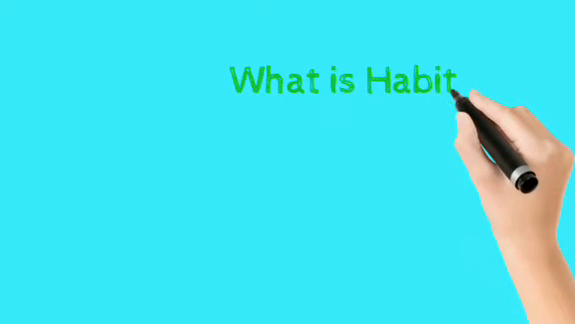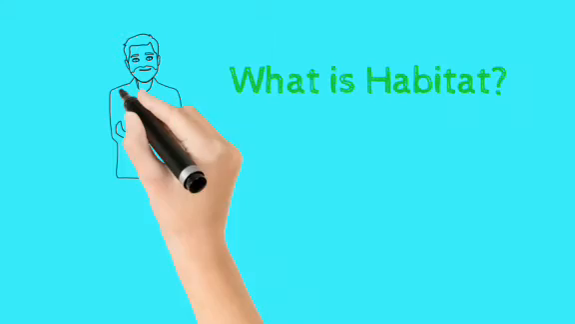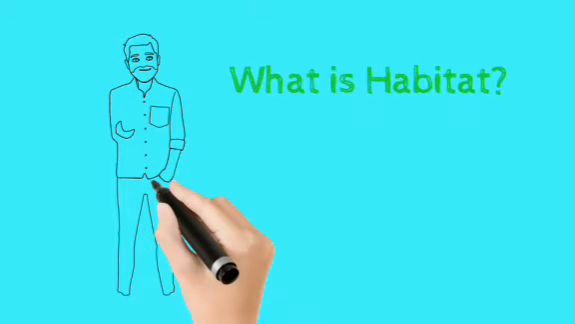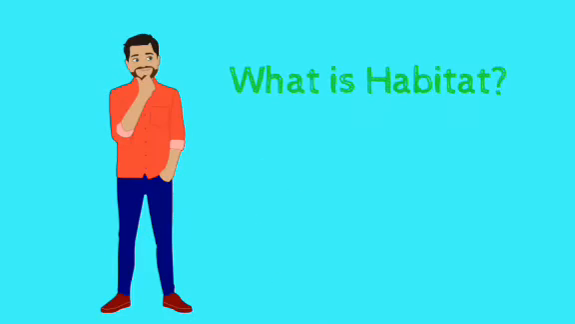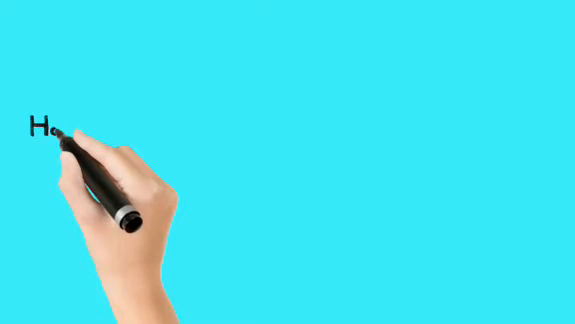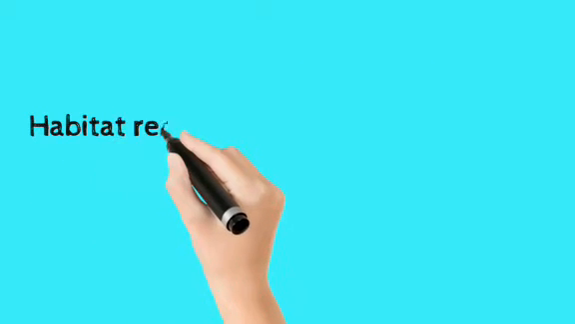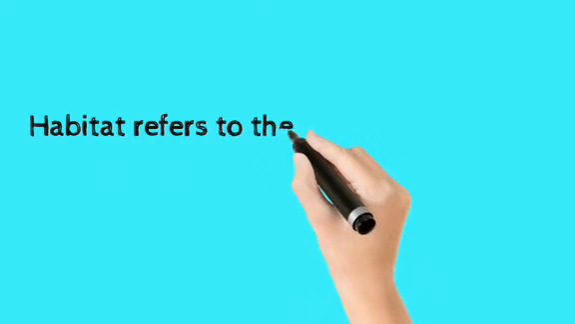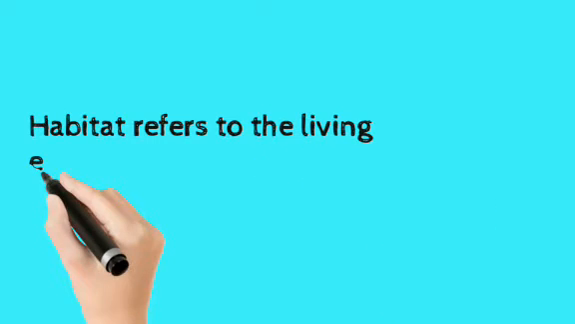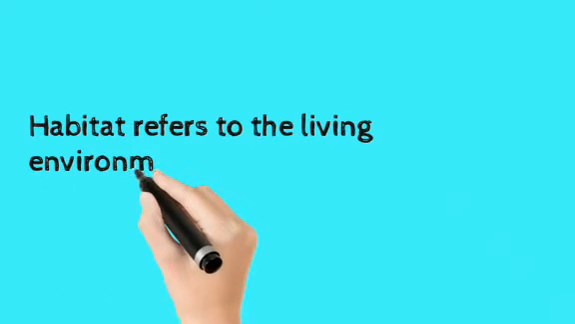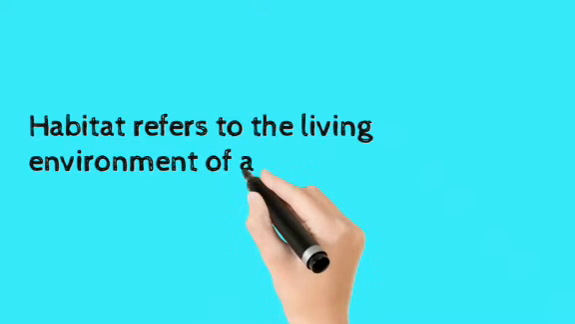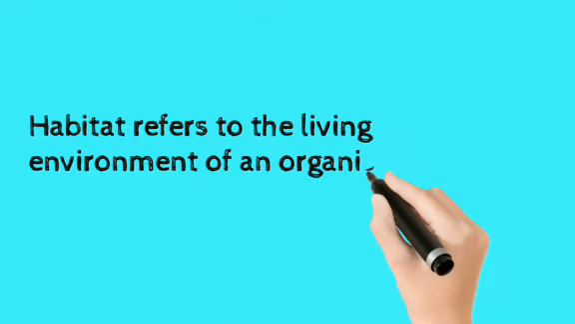Now first, with habitat. What is habitat? Habitat is the living environment of an organism. That is, it is the dwelling place of an organism, where an organism lives, an animal or plant in general. But today, since we are concerned about fishes, we shall be considering the water habitat, which is the living environment of fishes.